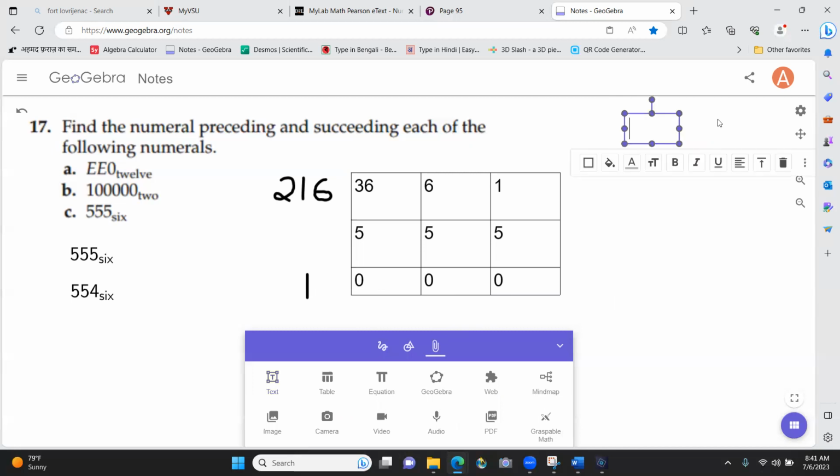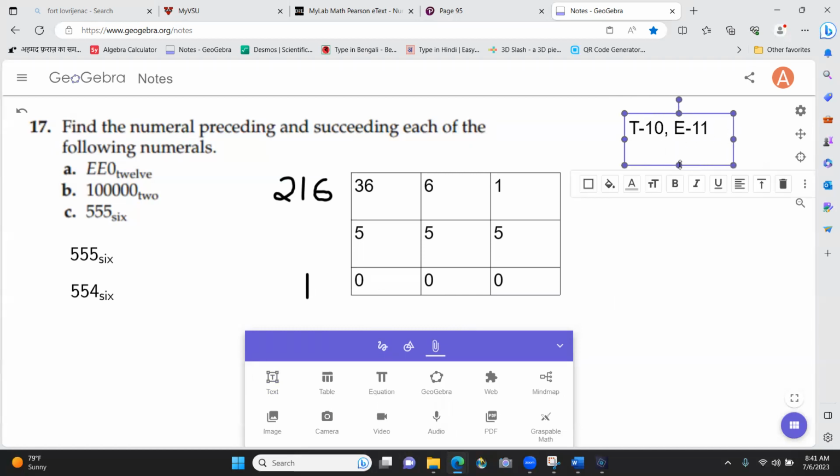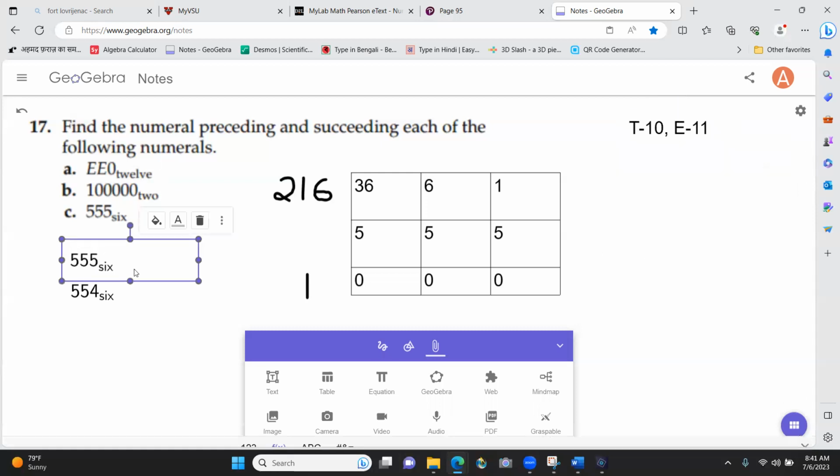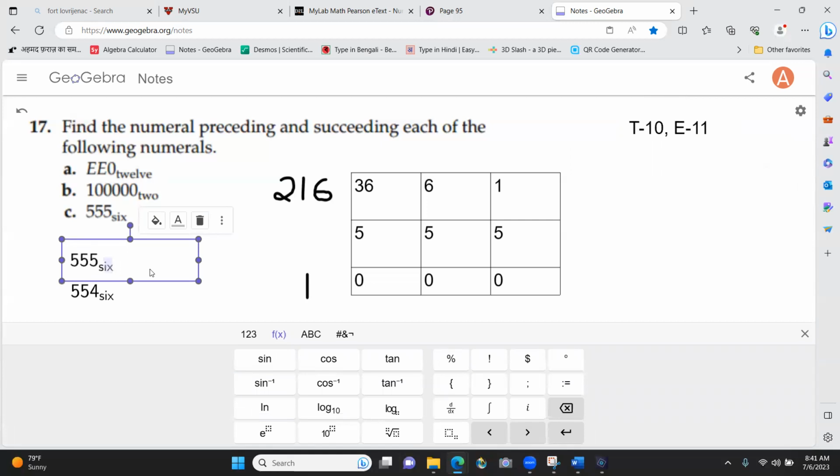T will be 10, and E will be 11. Now we can use 10 and 11. That's going to confuse us because of the position. So let me explain number A. Okay. I know it's a little challenging.